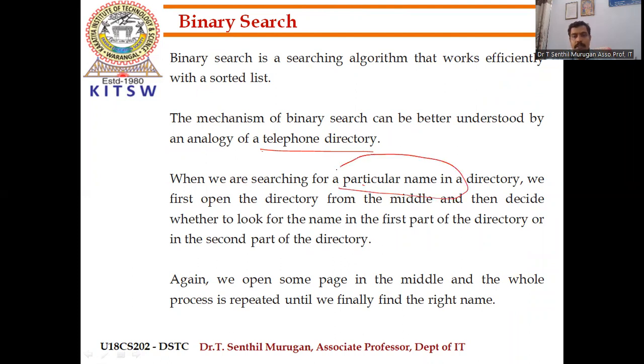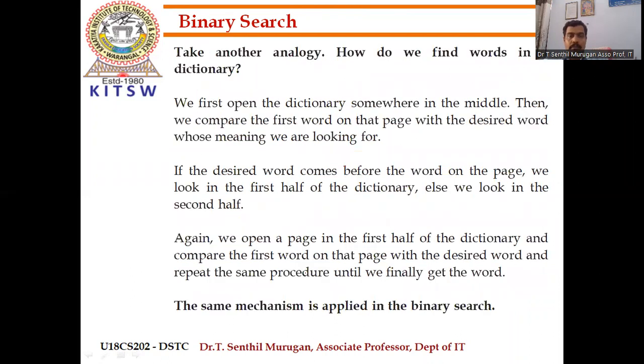We have to search for some particular name and find whether it is in the first part or the second part. We take the middle page and compare. If it is on the left side, again we open some pages in the middle and check whether it is the left side or the right side. That is how we find a name in the telephone directory. The same method is used for binary search. For better understanding, we will take another example.